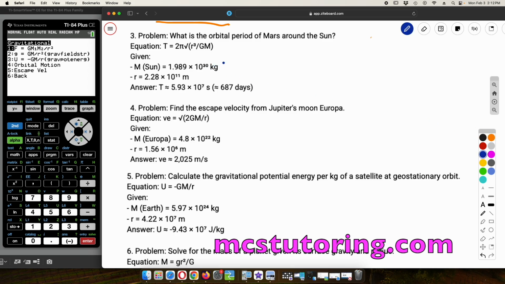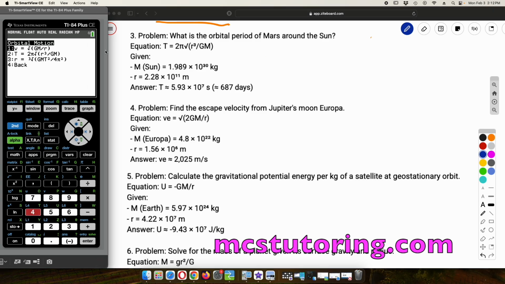Go to the next problem, number 3. What's the orbital period of Mars around the sun? I'm going to assume that's orbital motion, that's what I labeled it. And then, okay, period, T. So it's kind of like a throwback to math class where T is period.